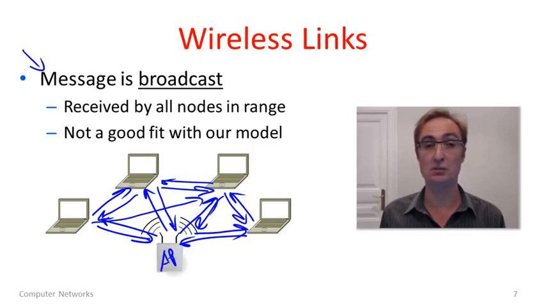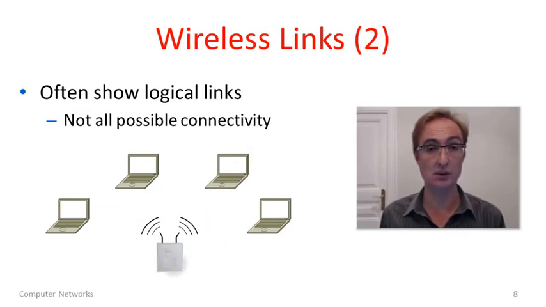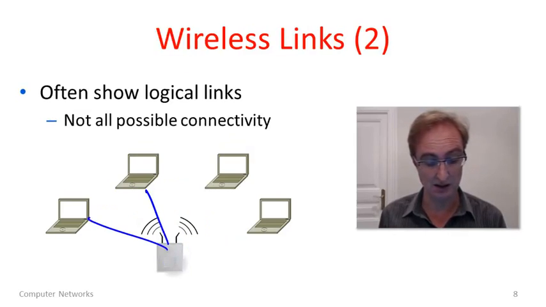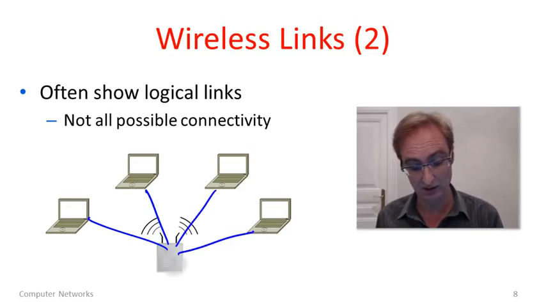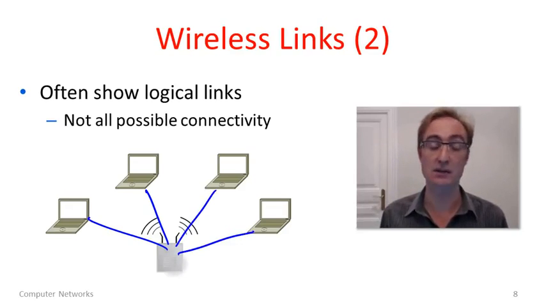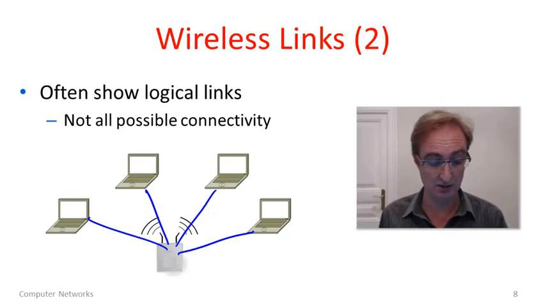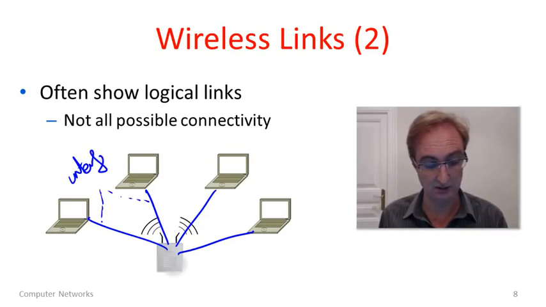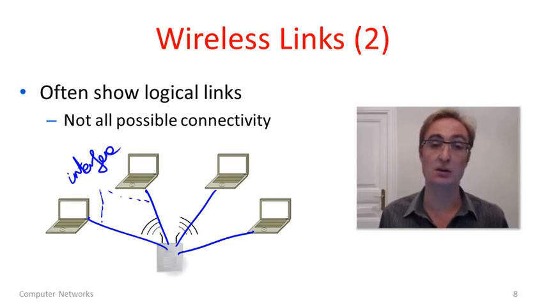Instead, what we'll usually do with wireless links is we'll often simply show the logical use to which they're put. In that case, this AP is providing connectivity to all of the 4 hosts individually. We'll show that rather than all of the possible connectivity that could be used in this diagram. And you'll just have to understand that since it's a broadcast medium, these 2 links interfere when they're used. So it's such that those 2 links can't be used at the same time. This makes it an interesting kind of link.